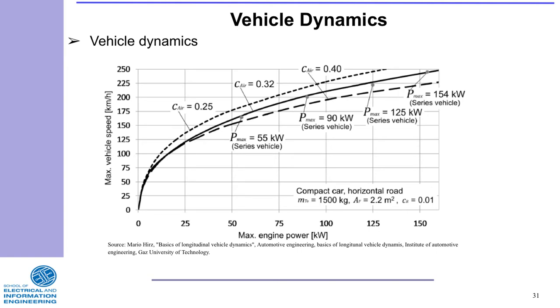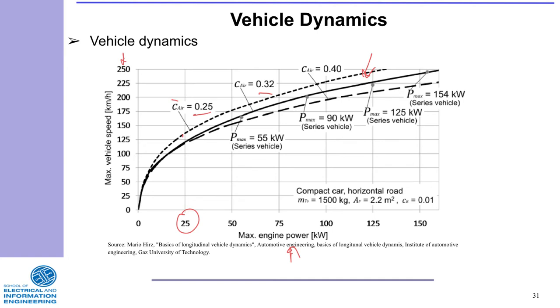All right, so of course C representing a portion of the design of the vehicle, and as we can see, the dotted line, this line, when we look at it in terms of the vehicle speed and the engine power, you can see that for, let's say, 25 kilowatt, for this C of 0.25, you can reach a higher maximum speed compared to the C of 0.32.